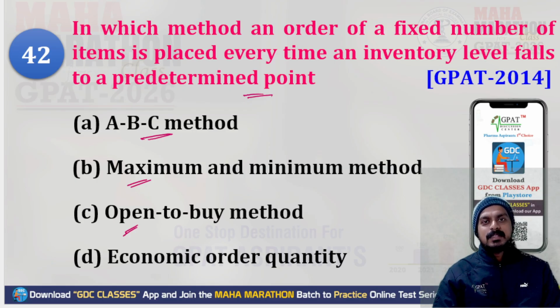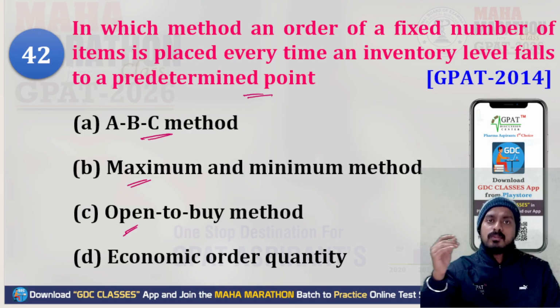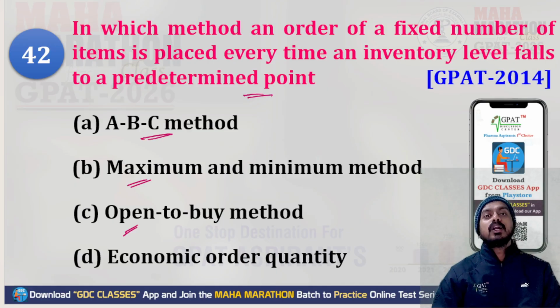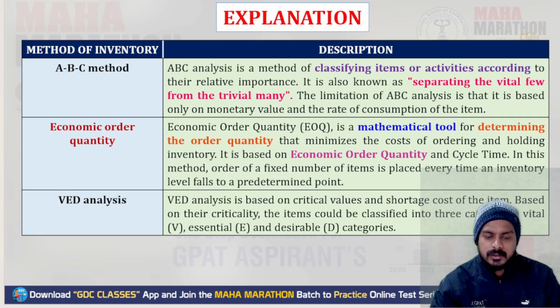This question was asked in GPAT 2014. Simple. This is called EOQ, that means economic order quantity. In economic order quantity, when the product level comes to a certain predetermined point, you need to immediately order that product. So that is called economic order quantity. Option D is the correct answer.